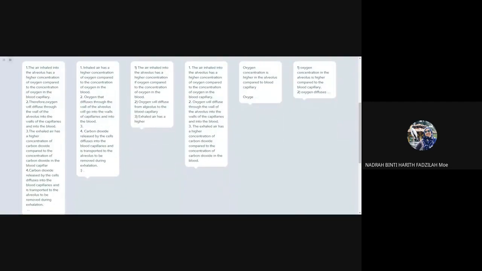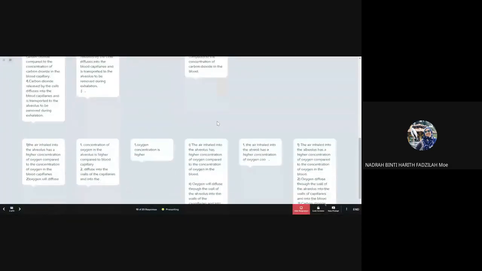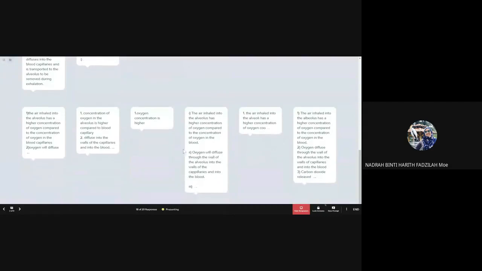Untuk gaseous exchange berlaku, first there must be a difference in concentration between the two structures. Number 2, then we will elaborate the direction of gas diffusion. So I'm giving you around 1 minute to update your answer.